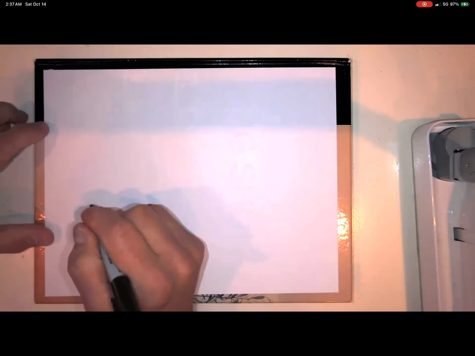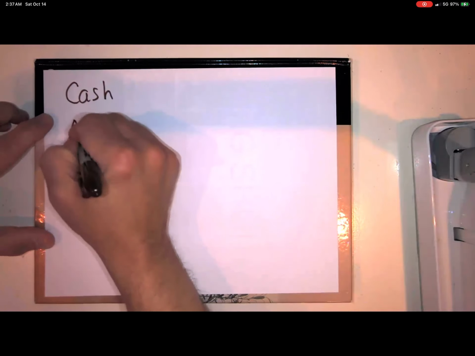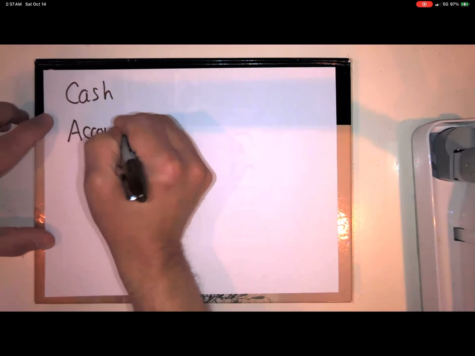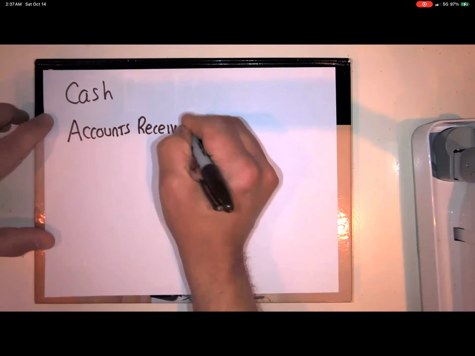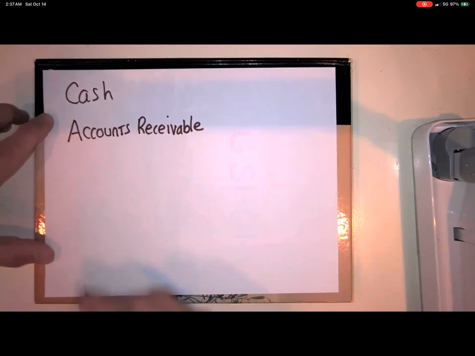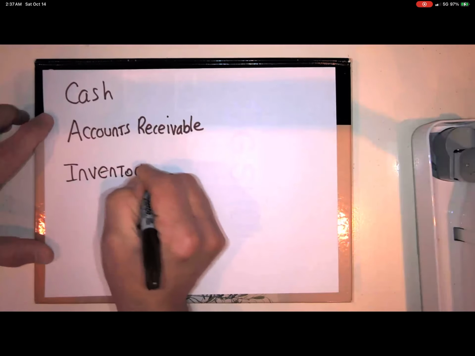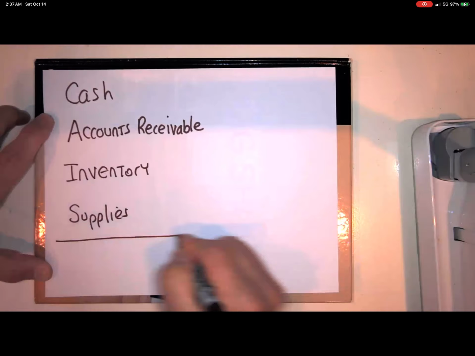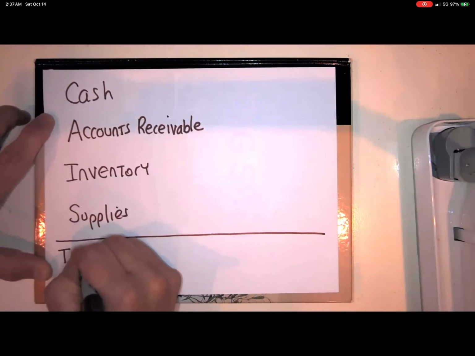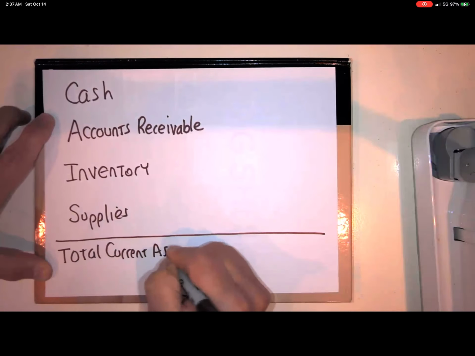Can you tell me what they are? Accounts receivable, cash, inventory, and supplies. Excellent job. Cash, accounts receivable. And Erica, let me get caught up and then I'll come back to you in a moment with one more question. Cash, accounts receivable, inventory, and supplies. These make up your total current assets.